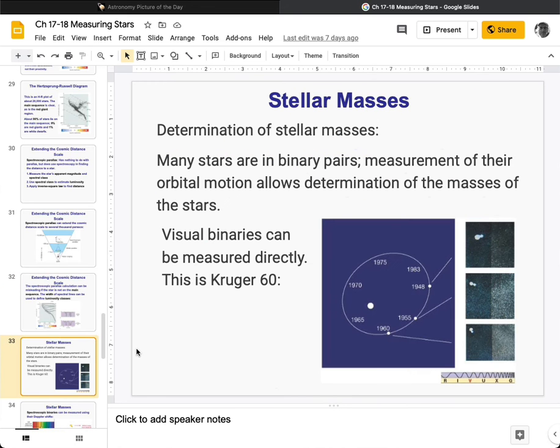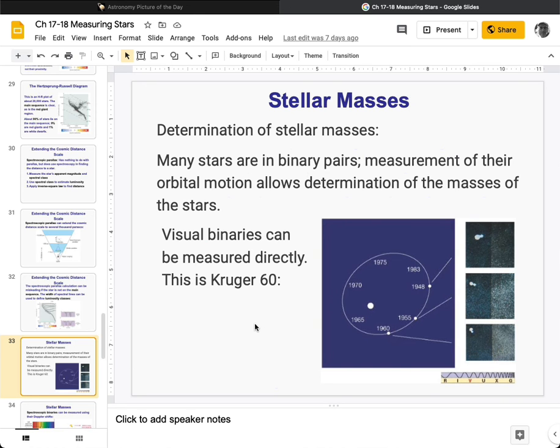So what about masses of stars? Well, if you can see them, like in the case of this pair of stars, Kruger 60, we can literally watch one star orbit the other in the case of a binary system, or if there are more stars like the Alpha Centauri system, I think it's 3 stars. If you can literally see the stars visually, that's what's known as a visual binary, and you can use Kepler's law to figure out how long it takes this star to go around that star.